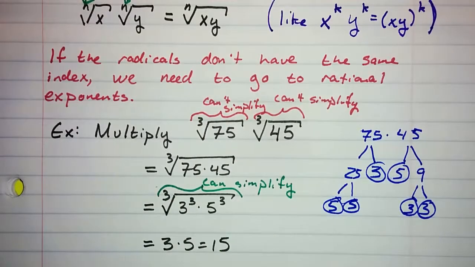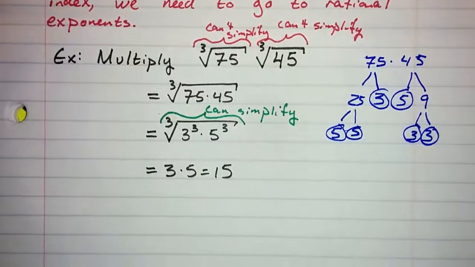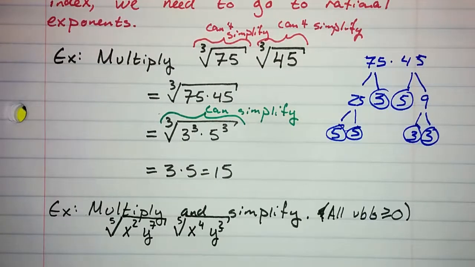And that's to be expected. Why? Well, because we've multiplied. When we multiply things together, of course we're going to get extra factors. I'm going to have you try one of these as well. Multiply and simplify these two radical expressions. Pause the video and try this now.